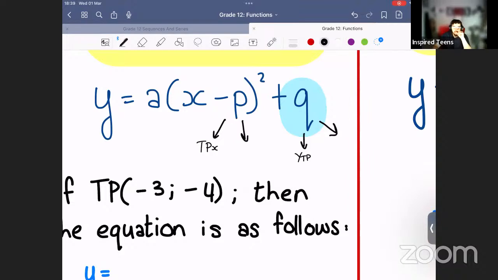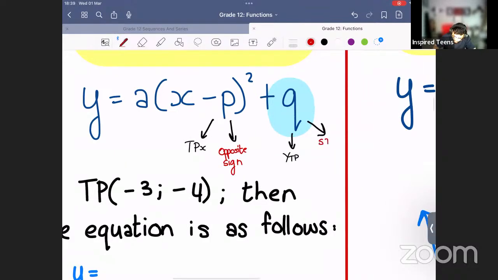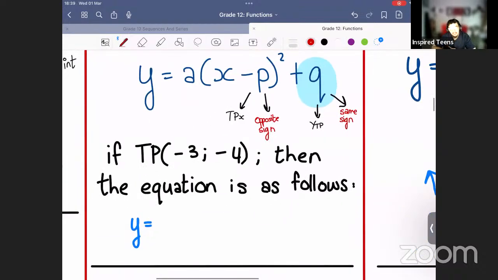A difference between the two, however, is that when you need to plot their coordinates, you need to note that you will use the opposite sign for p. We'll go through an example. And for q, you will utilize the same sign. So in this case, if they're giving us the coordinates of the turning point, -3 and -4, then the equation is as follows.